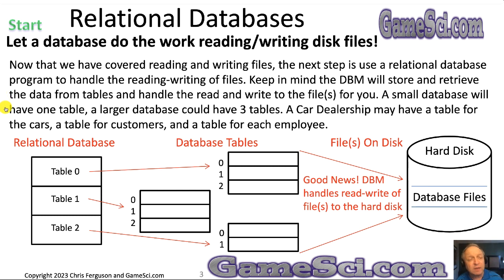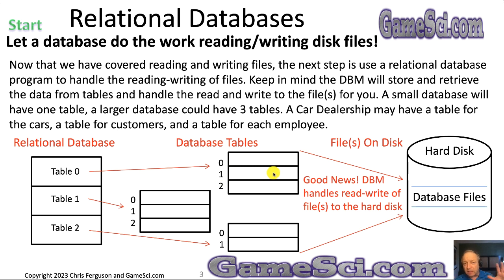A small database will have one table. A larger database could have 3 tables. Think of a car dealership. They may have a table for the cars for sale. This is a list of all the cars we have on the lot. They'll have a table for their customers. This is a list of everybody that's bought a car from us. And they might have a third table for each employee. So think of a relational database as a set of 1 or more tables.